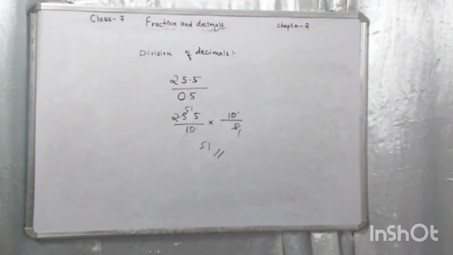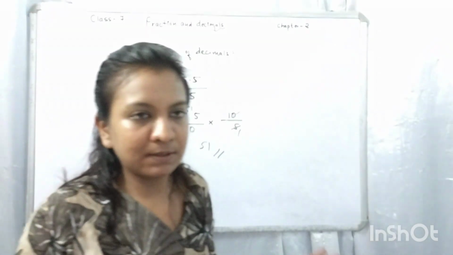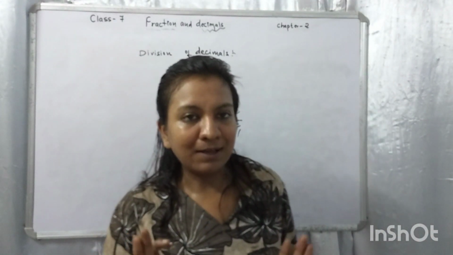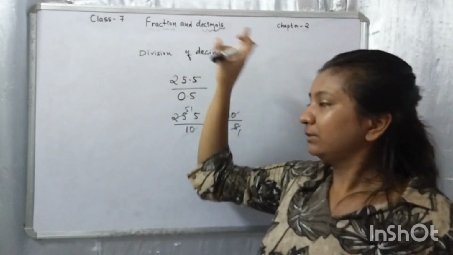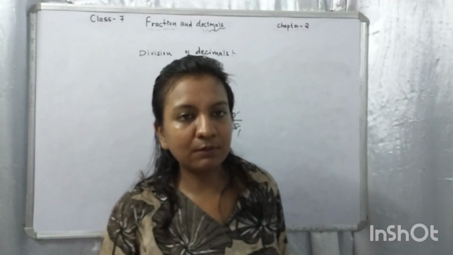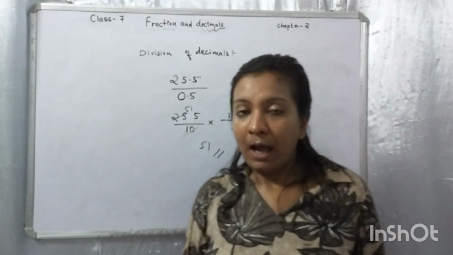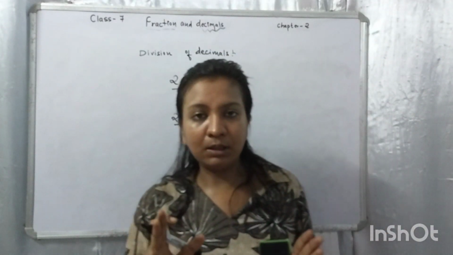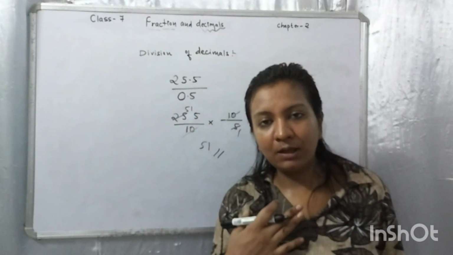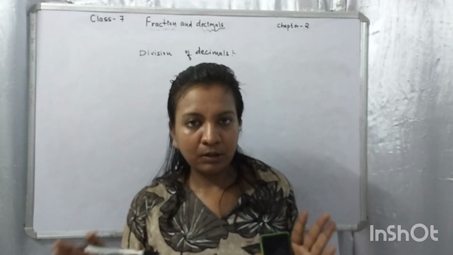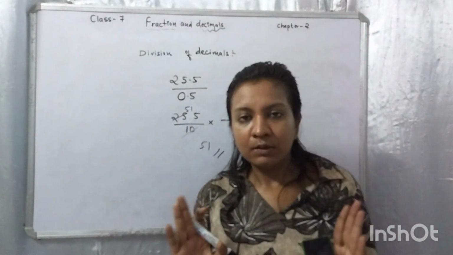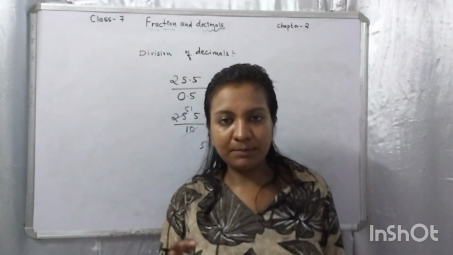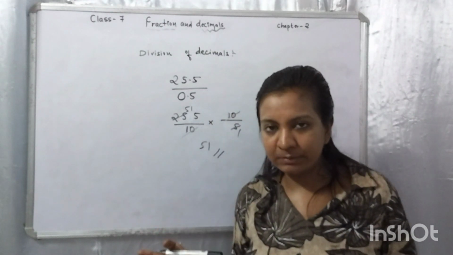So this is the end of chapter 2 of class 7, that is fraction and decimal. So this was the total chapter. I have taken this from the NCERT book, but these are the things which are taught in every syllabus of every board. So this video can be very helpful to you to understand the basic concept of fraction and decimal.